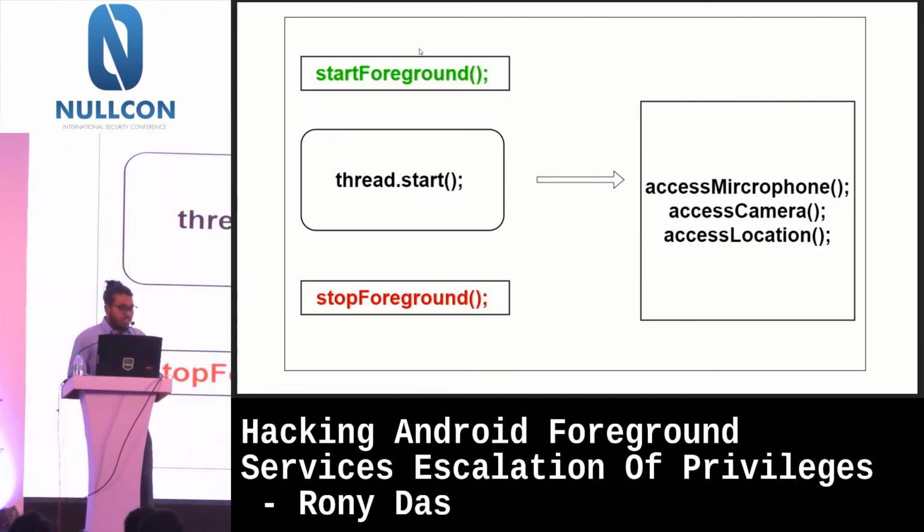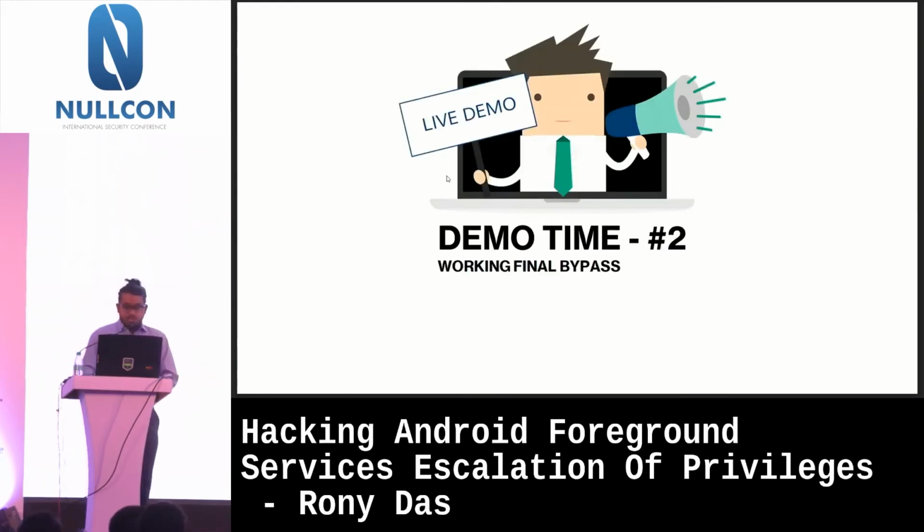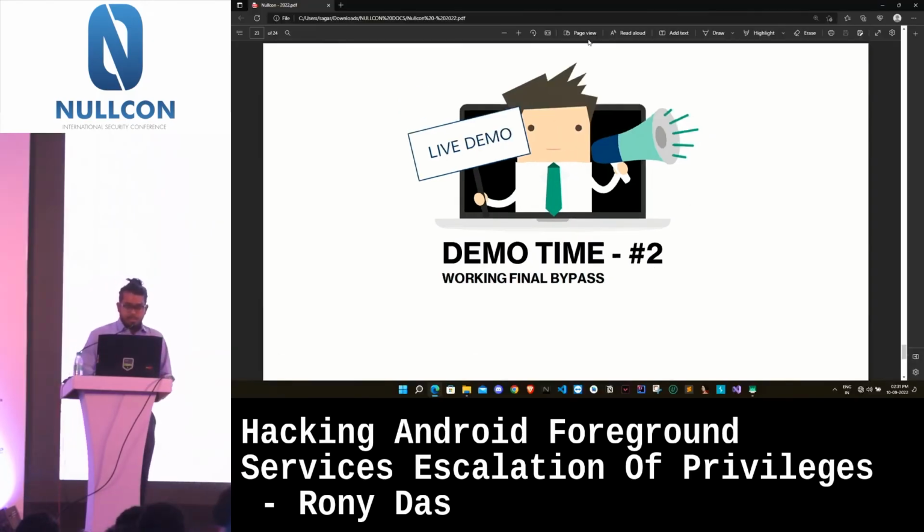So this is how it is working. I'm starting the foreground notification service here, and right after that I'm starting the thread. Whatever we are going to do, like the camera snaps, the camera, microphone, and the location, we'll have to do under that thread, and we'll have to stop the foreground notification after that. We'll see how exactly it works. We'll have a demo.